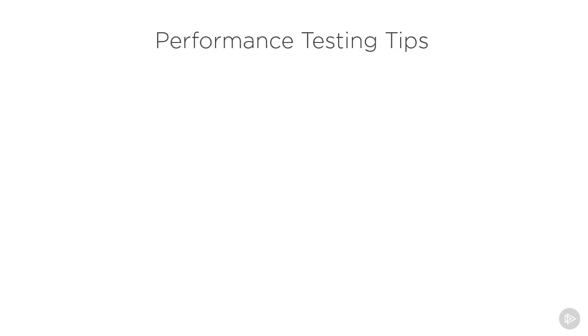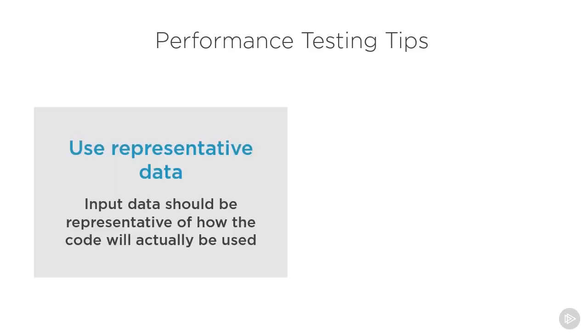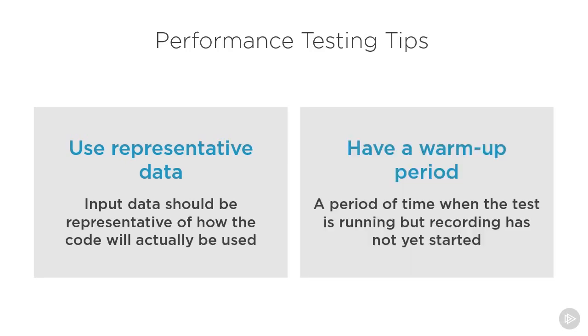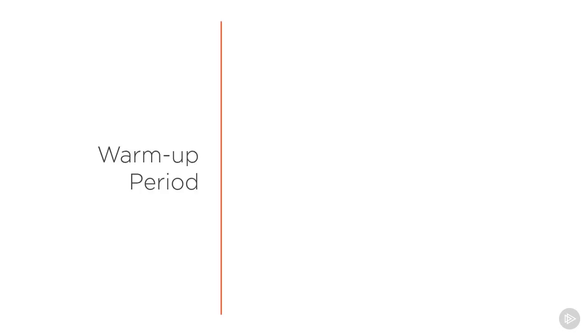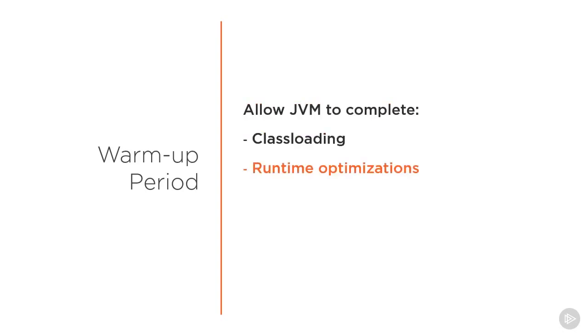As I mentioned earlier, with performance testing, we generate and drive load towards the system. Care should be taken that the input data should be representative of how the application or code will actually be used. While random data is easier to generate, user behavior isn't random and follows certain patterns. Also, when doing performance testing, you typically need a warm-up period. The warm-up period, sometimes called a ramp-up period, is a period of time when the test is running, but the recording of the response times or throughput has not yet started. The warm-up period is needed to allow the JVM to complete its class loading and to allow any runtime optimizations, cache warming, or code compilation to complete.